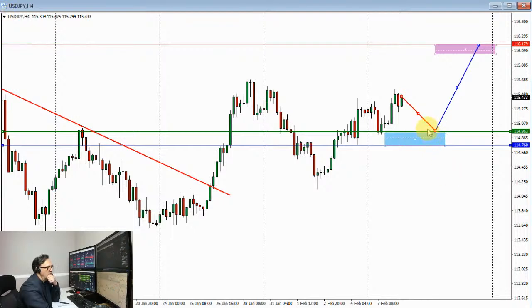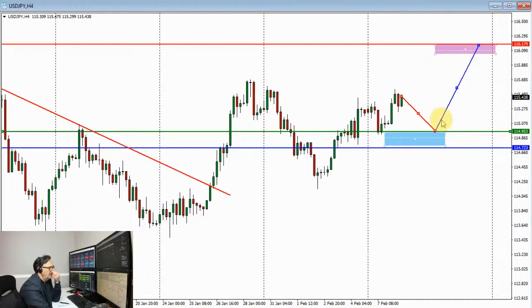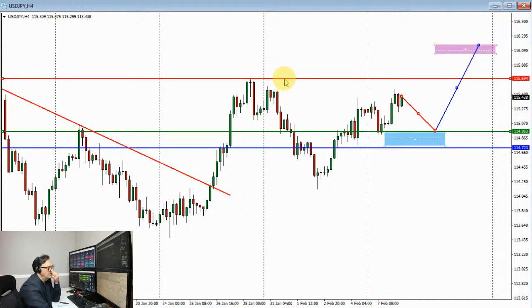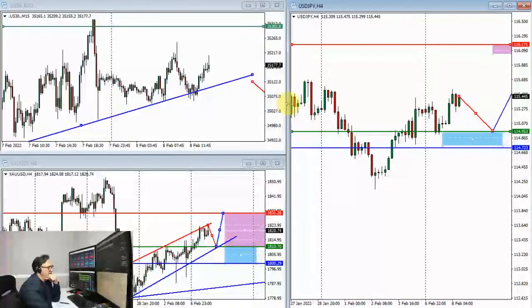So pullback to 115 with a stop at 114.70 or thereabout. It's about 30 points of risk with a view to take profit higher. So partial profits at these highs here at 115.70 and then 116, 116.20 on the upside. If that happens, I would move the stop to break even, stop above entry. So take partial profits and then move the stop higher. That's what I would normally do in this type of scenario.